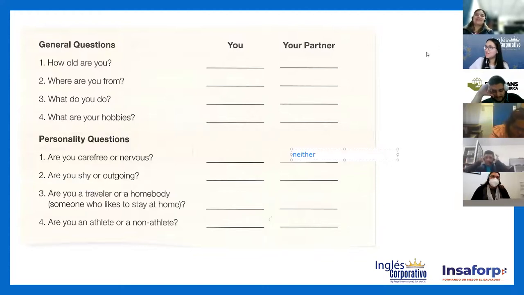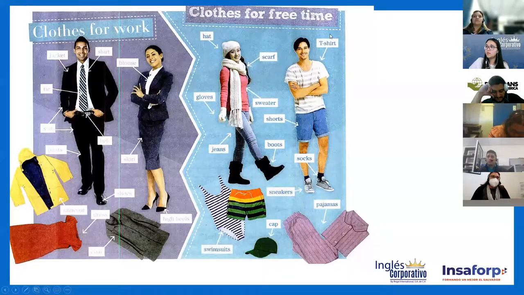Okay, that's good. Ivania, Samuel's information, they said neither, right? That's a very good word. Neither, cuando digamos ninguno, ninguna. En el caso que usted no sea carefree or nervous or any of the options you have, neither. Okay, so let's go to some topics. Thank you so much for participating. Because of the time, most of you are not going to present. But if you want to do it, I can give you some time later.